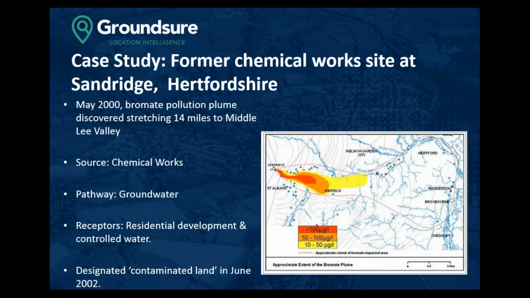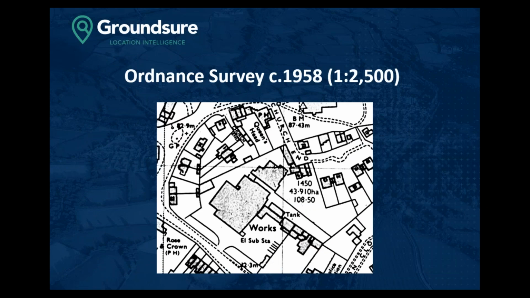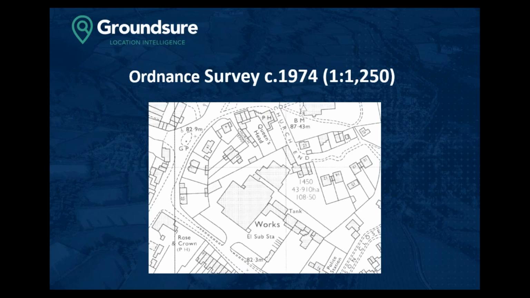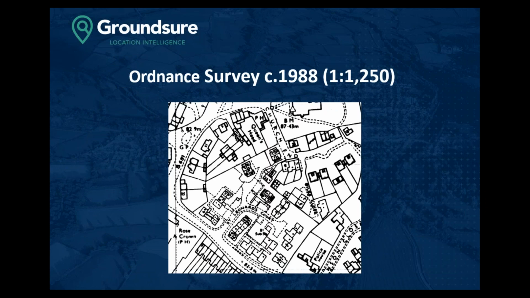I thought it'd be interesting to have a look at some of the older maps of the area. So this is a map of the site in 1958 where you can see there being works and tanks. Again, this is the same site in 1974. And then in 1988, you can see the houses crop up on the right of the top of the site.